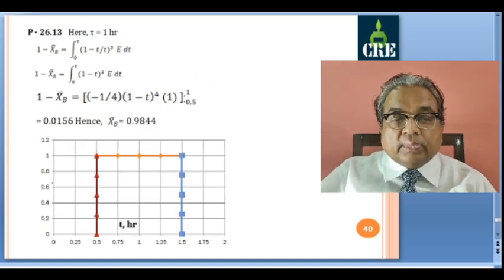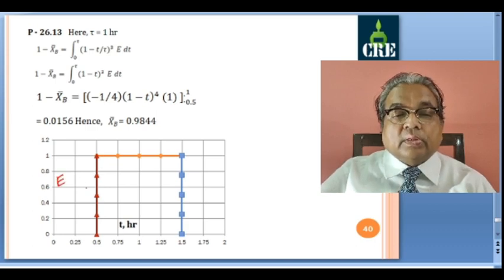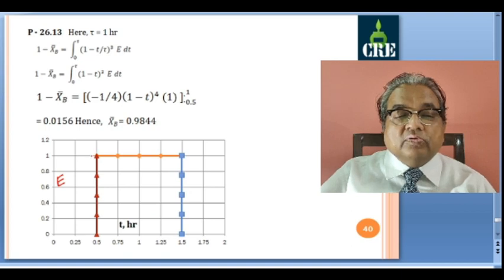Next, again this is E. Here it is 0.5 to 1.5, so the difference is 1. So for satisfying the condition of area under the curve being 1, this y-axis value is to be 1. So I am writing E as 1.